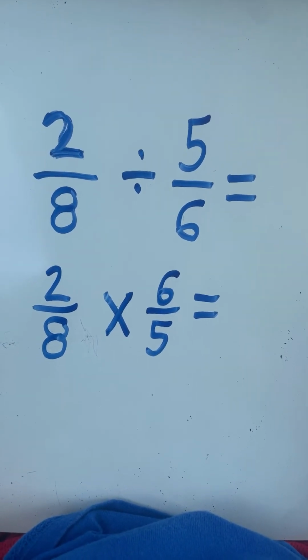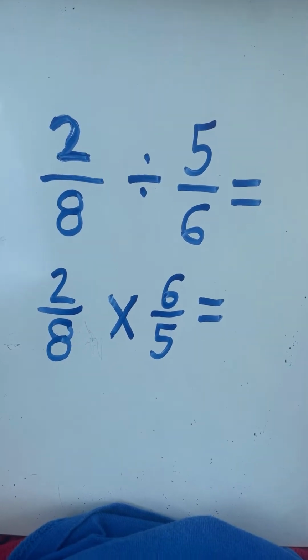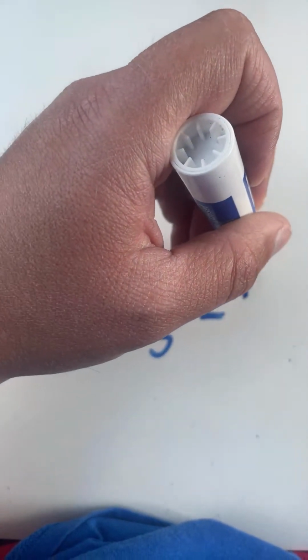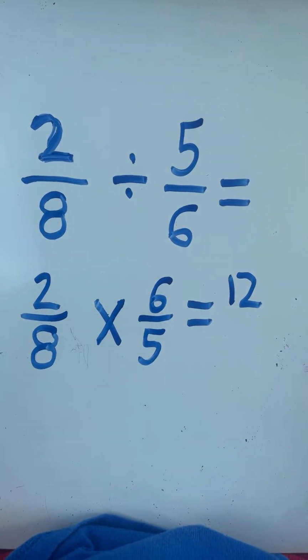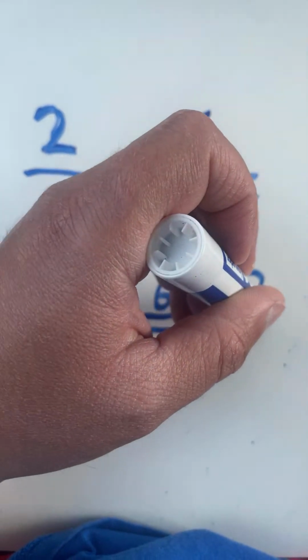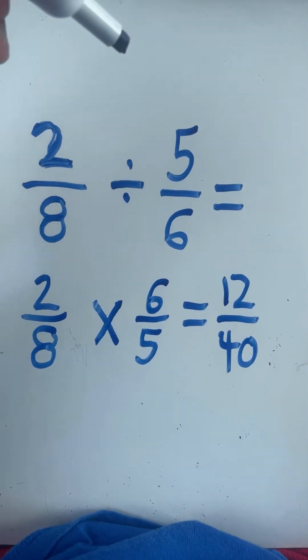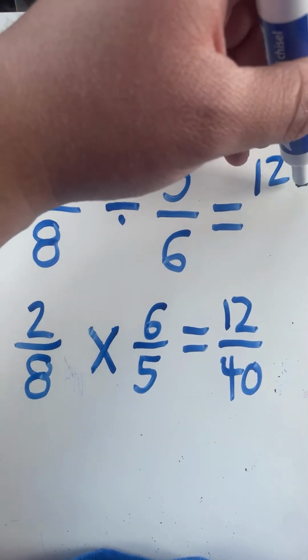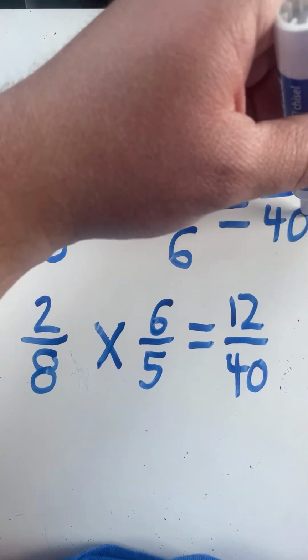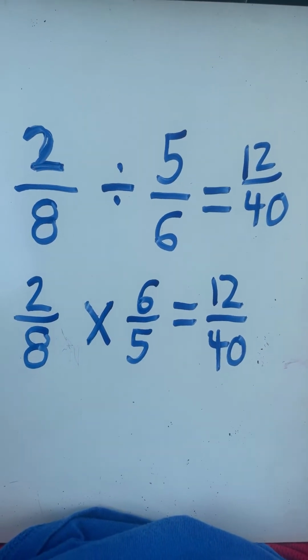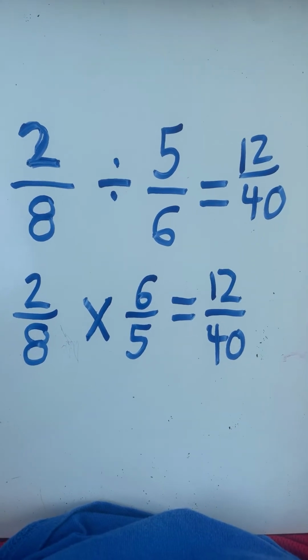And next, we multiply our numerators and we multiply our denominators. So 2 times 6 equals 12. 8 times 5 equals 40. And we have our answer. 2/8 divided by 5/6 equals 12/40.